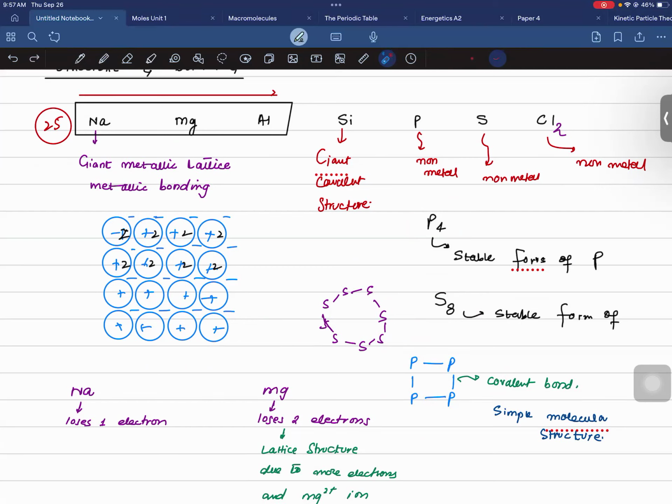Exactly. That's why sulfur has a higher melting and boiling point as compared to phosphorus. But what about chlorine? Should it be even higher or lower? It should actually be lower, because it's diatomic. Now you are correct. So this is the trend of the melting and boiling point, and also the structure and bonding across the period. This is all for chapter one.